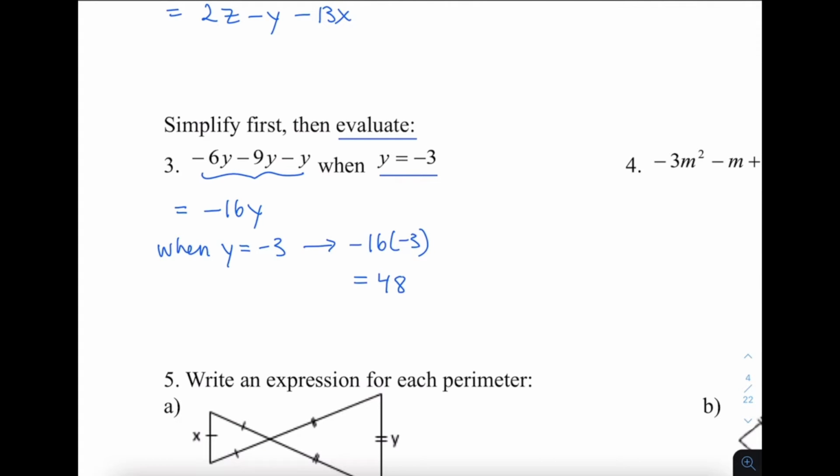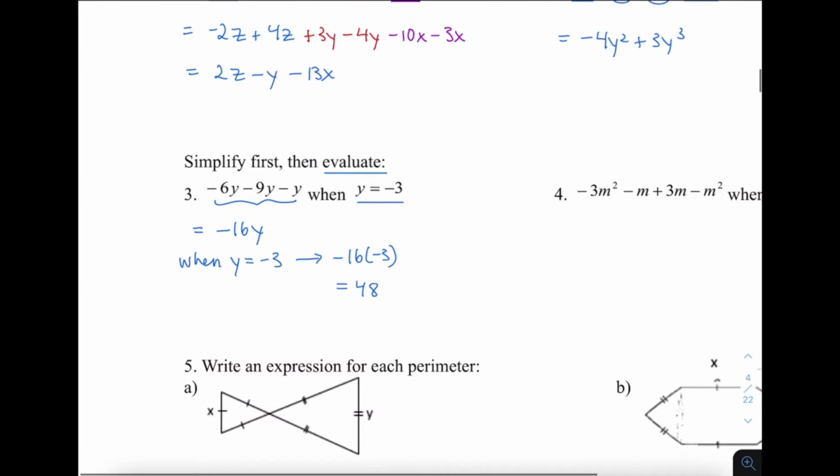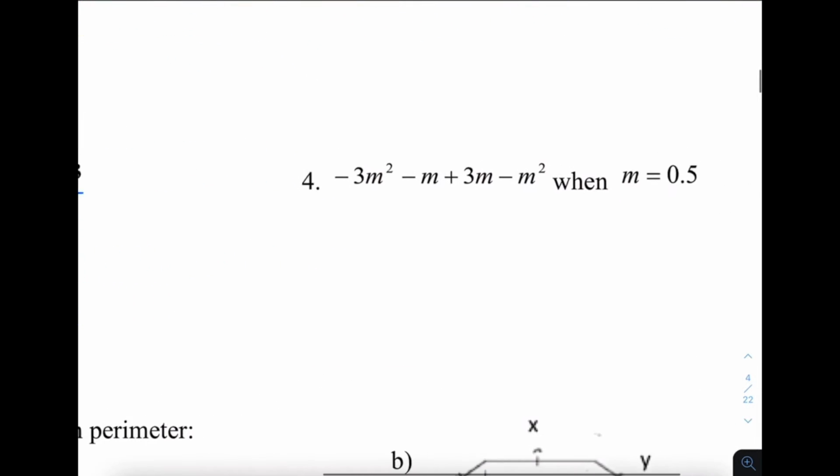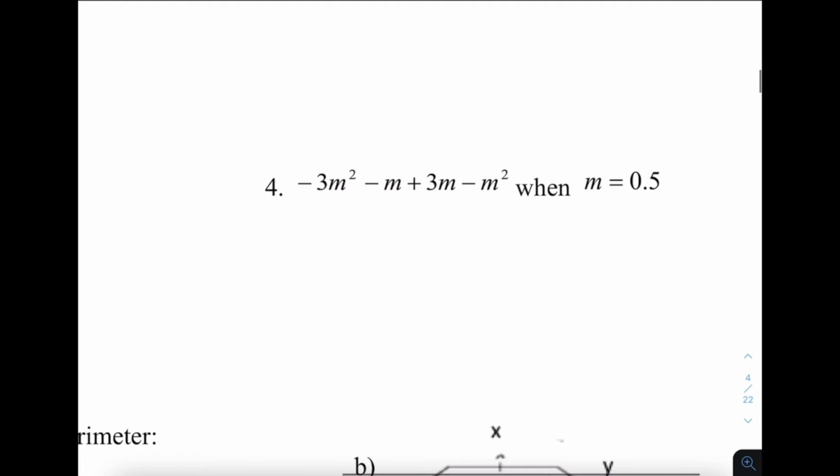So I could have subbed in the y equals 3 right in the beginning and then added them together, but that's not what the instruction is asking me to do, so I did it. I simplified first and then evaluated. So let's do that as well here.